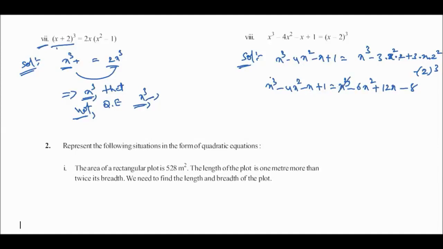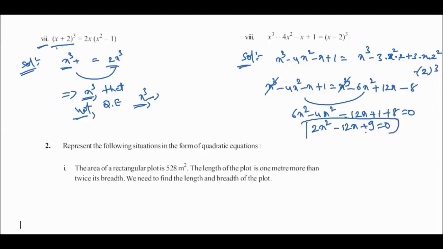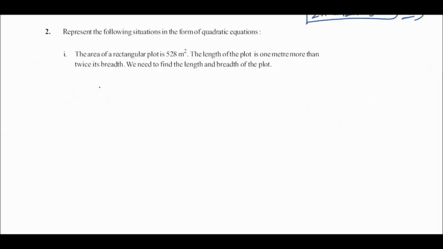So x cube will get cancelled, it will come here: 6x square minus 4x square minus 12x plus 1 plus 8 is equal to 0. So it is 2x square minus 12x plus 9 is equal to 0. It is in the form of a quadratic equation.